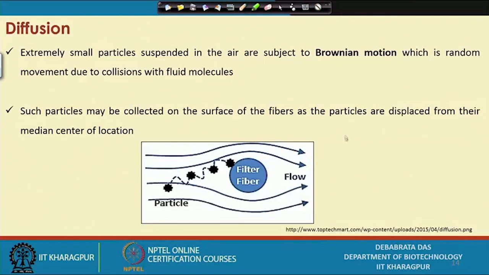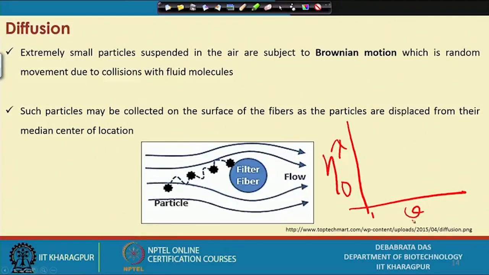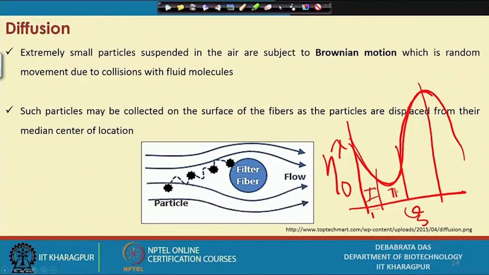Now, one thing I can tell you: if you consider the overall collection efficiency and plot it with respect to the velocity of the air, the surface velocity of the air, we will find a plot like this. What does it mean? It means that as the velocity increases, the overall efficiency decreases, then again increases. So, we find this is three different parts: 1, 2, and 3. Here particles are mostly collected due to the process of diffusion. Here particles are mostly collected due to the process of interception, and here particles are mostly collected due to the process of inertial impaction.